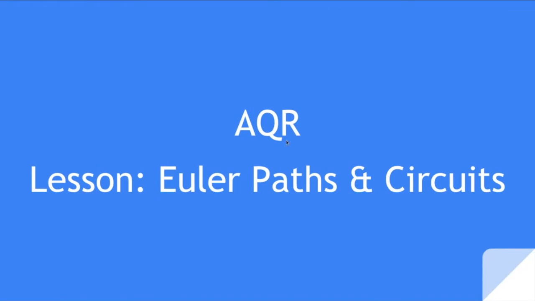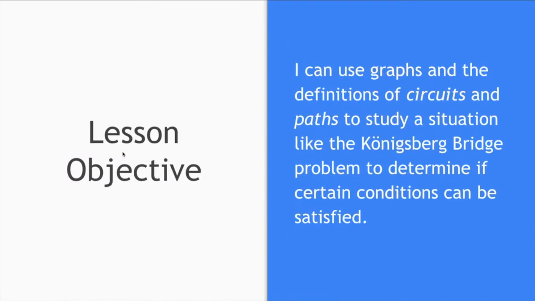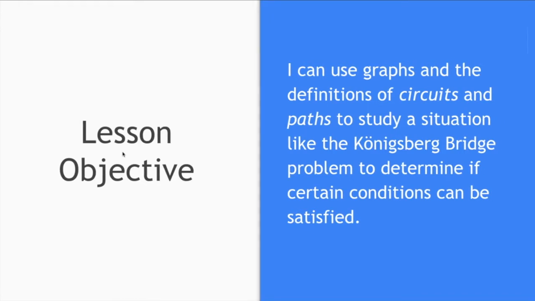Okay, today's lesson is about Euler paths and circuits. And let's see. Lesson objective: I can use graphs and the definitions of circuits and paths to study a situation like the Konigsberg Bridge Problem to determine if certain conditions can be satisfied.